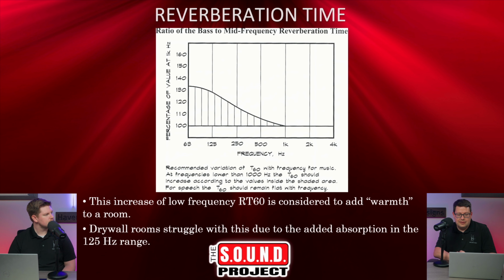In this chart, at 63 hertz, we're wanting it to be about 132% of the value that it was at 1K. At 125, it's around 130, and then at 250, it's around 120. So you want it to slightly slope up rather than come down.